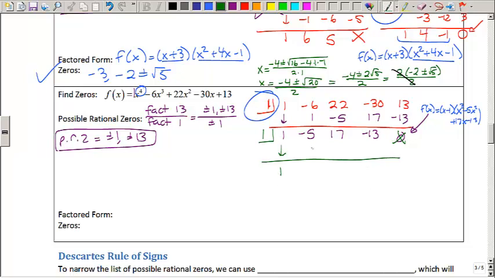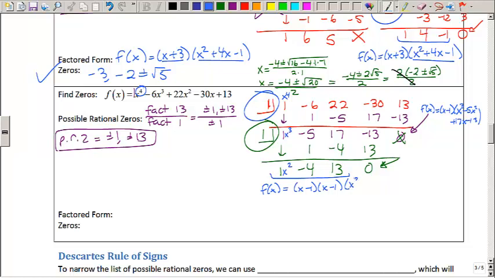I'm going to bring the 1 down. 1 times 1 is 1. Add down -4. -4 times 1 is -4. Add down is 13. 13 times 1 is 13, add down is 0. Yay, look at that. 1 not only was a 0, but it was a 0 twice, or what we call multiplicity 2. So I can again rewrite this polynomial as f of x is equal to x minus 1 times x minus 1 again, times the remaining polynomial, which was down from x to the 4th to x cubed, and then down from x cubed to x squared, so that's 1x squared minus 4x plus 13.